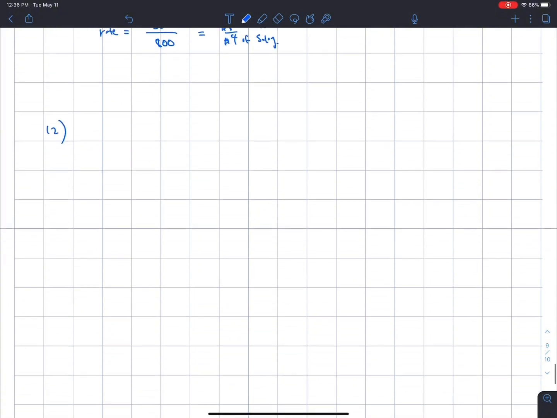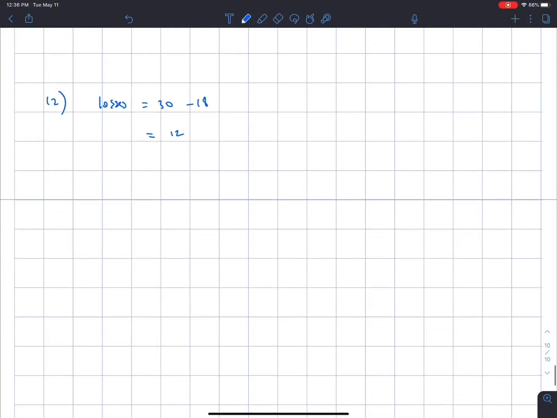Question 12. A basketball team wins 18 games in a 30 game schedule. What is the ratio of wins to losses? So losses is going to be 30 minus 18 because there were 30 games and they won 18 games. So the rest of them, they must have lost. So the ratio of wins to losses is going to be 18 to 12. We can now divide both sides by 6. We should get 3:2.